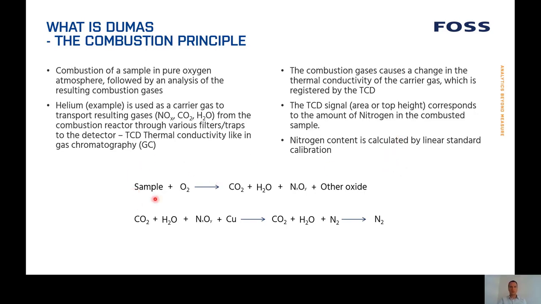The reaction here is that you have a sample, you have oxygen, it will combust into these gases, CO2, water, and other oxides, NOx, and they will be further reduced. This is the reduction column that is containing copper, reducing these gases, and in the end you have elemental nitrogen that is measured by the TCD detector. And then you do a calibration curve, and on the basis of that the unknown sample can be measured also. There will be more later in the slides.